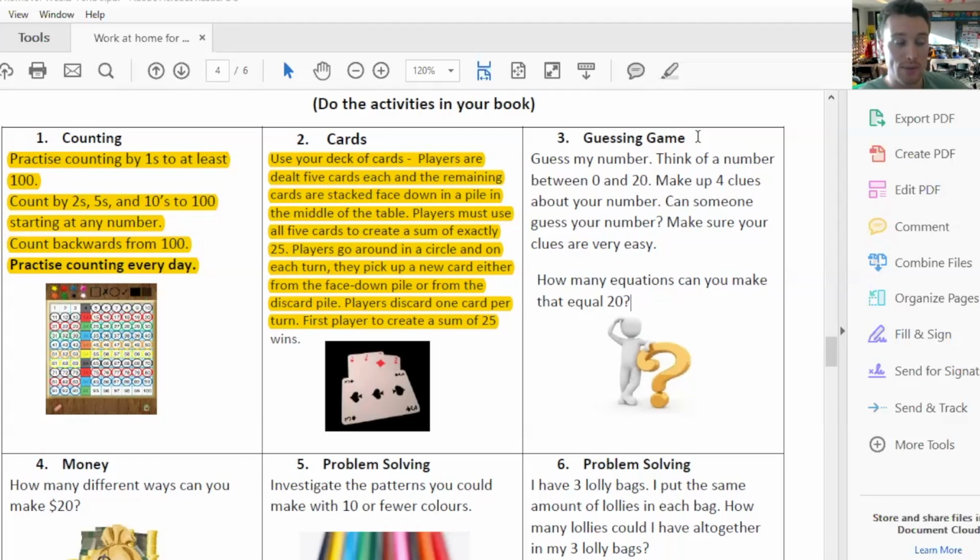Maybe tell someone in your family, your mum or your dad or your carer, tell them the clues and see if they can guess it. Can someone guess your number? Make sure your clues are easy. Don't make them too hard. And then there's another part. At the very bottom it says, how many equations can you make that equal 20? So 2 different homework questions in one.